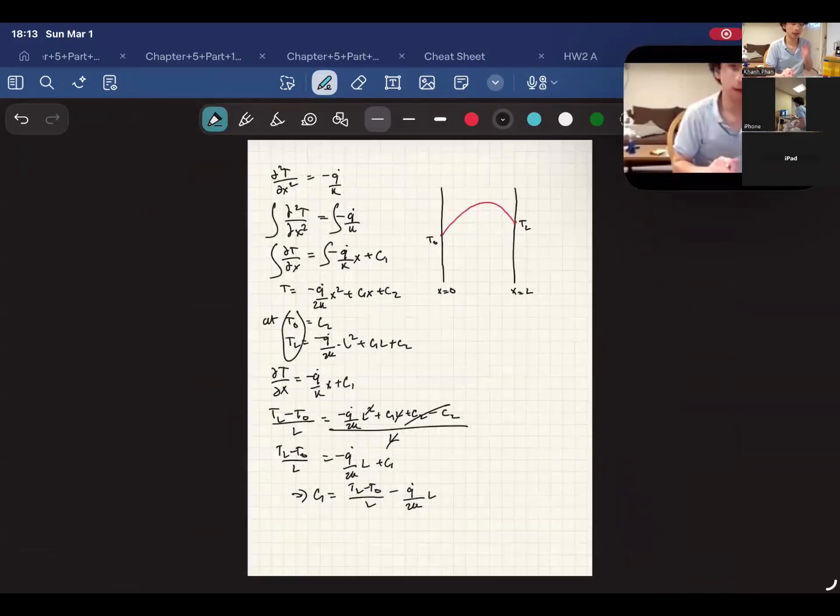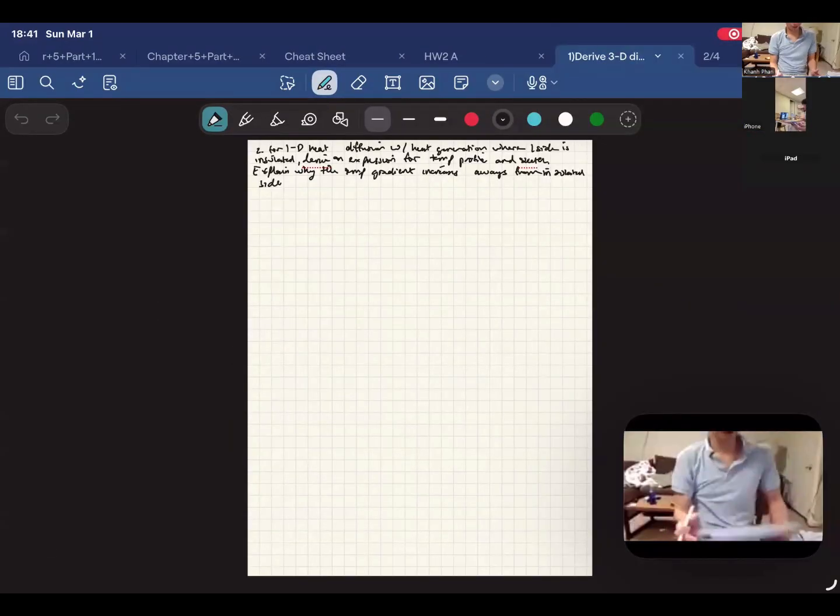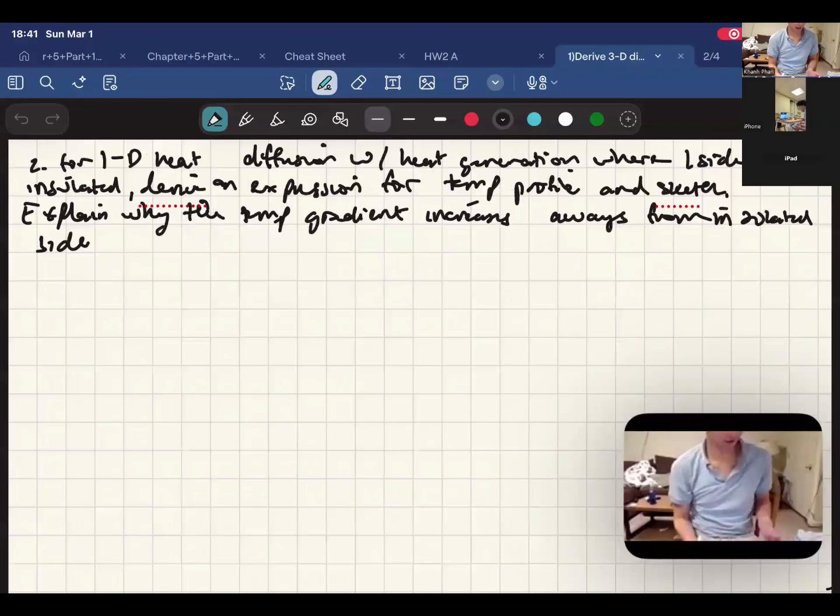And so now we're going to move on to the next question: one-dimensional heat diffusion with heat generation where the inside is insulated, and derive an expression for the temperature profile and sketch. Explain why the temperature gradient increases when insulated inside.